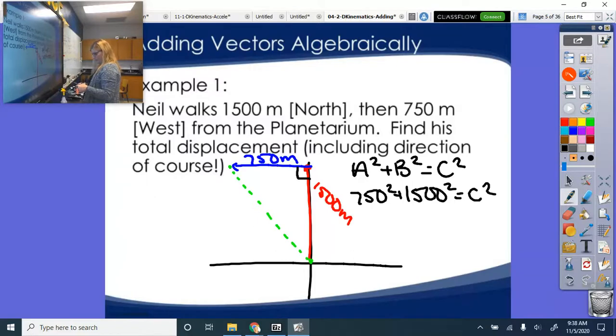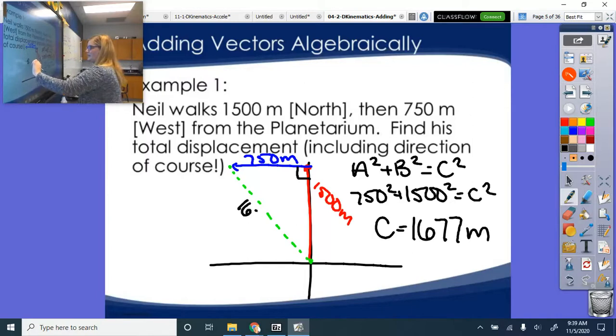I get 2,812,500. I'm going to square root that, and my resultant vector c is 1,677 meters. So that's what this side is. So I have my magnitude. Now I need to find my direction. How in the world am I going to do that? We're going to use trig.